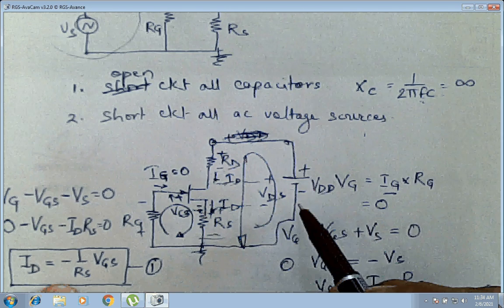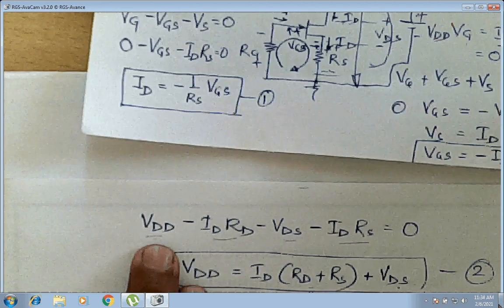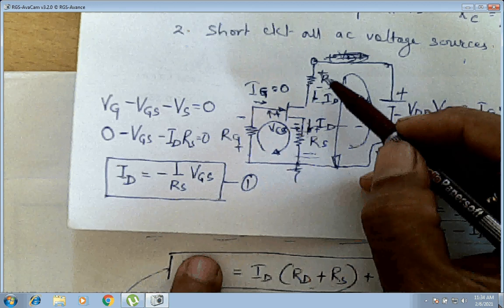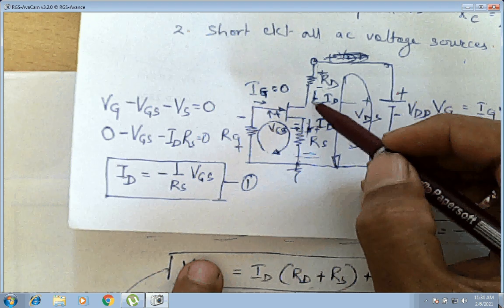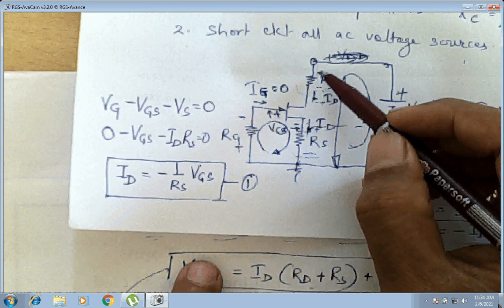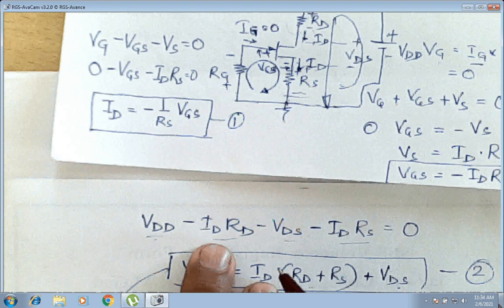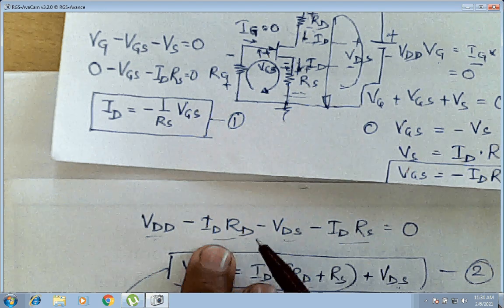So taking minus to plus as positive VDD, then plus minus, because ID current is flowing towards the drain terminal. So now the voltage drop across RD will be plus minus. So minus ID into RD. Have you understood that?